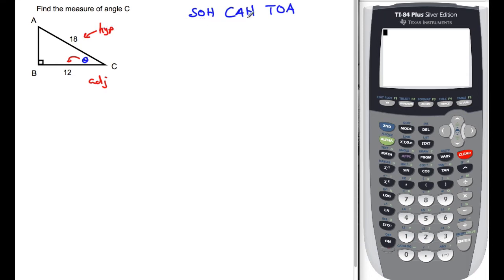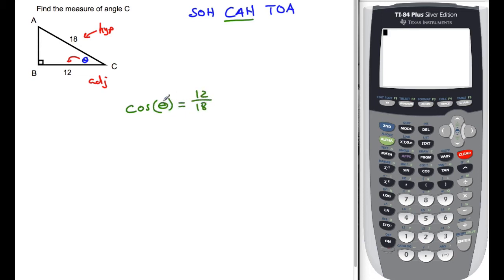So which of our three relationships deals with the adjacent and the hypotenuse? I can see that the cosine deals with adjacent and hypotenuse. So let's set up an equation. You can say that cosine of theta, that's my unknown angle, equals 12 over 18.